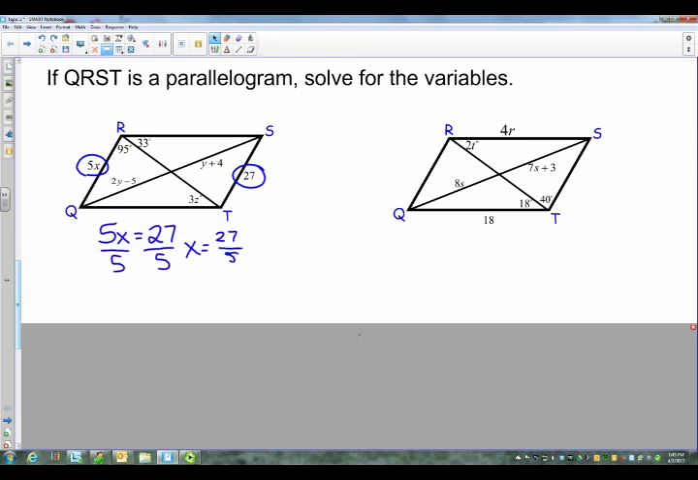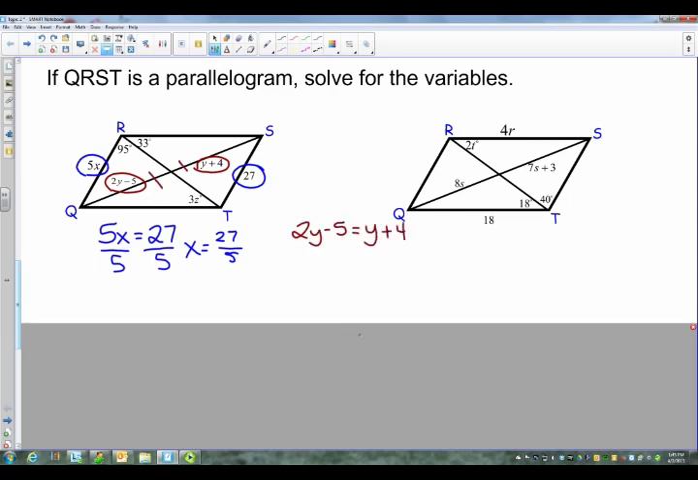Okay, now moving on. Let's look at the Y's. Well, the Y's are along the diagonal. Well, one of our theorems said that if you have diagonals that are in a parallelogram, they bisect them, which means that these two things would be congruent. And we can solve that by just setting them equal. So you've got 2y minus 5 equals y plus 4.